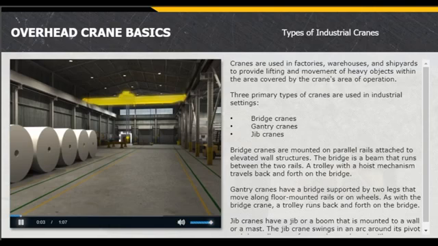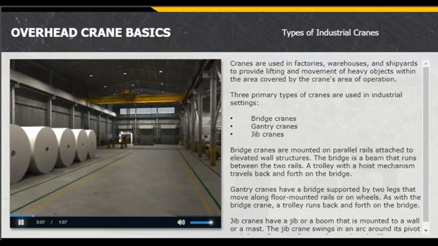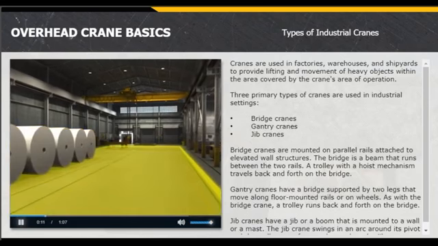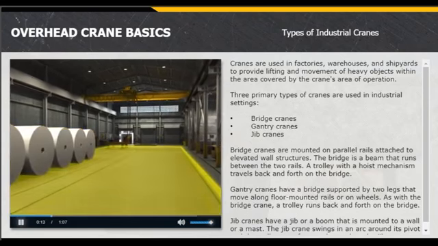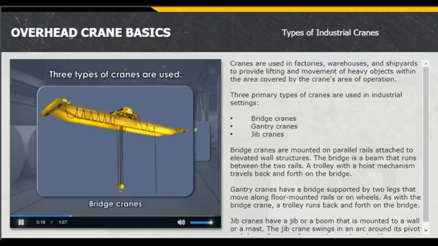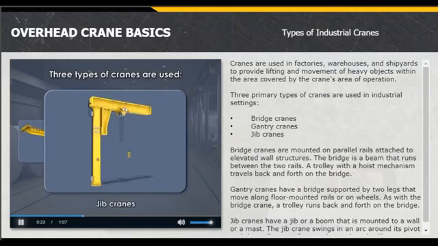Cranes are used in factories, warehouses, and shipyards to provide lifting and movement of heavy objects within the area covered by the crane's area of operation. Three primary types of cranes are used in industrial settings: bridge cranes, gantry cranes, and jib cranes.